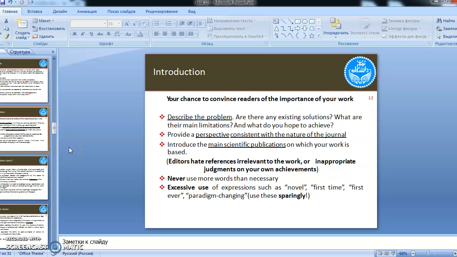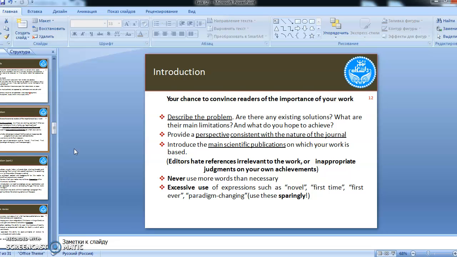An introduction is your chance to convince readers of the importance of your work. Describe the problem. Are there any existing solutions? What are their main limitations, and what do you hope to achieve? Provide a perspective consistent with the nature of the journal. Introduce the main scientific publications on which your work is based.